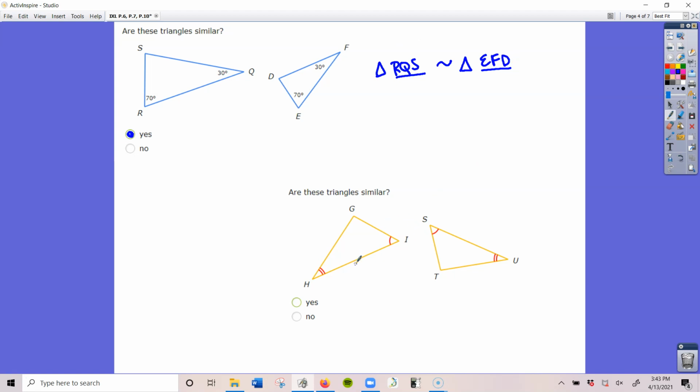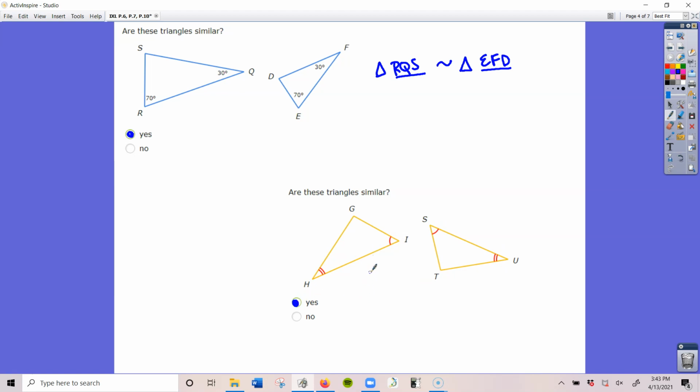Last one here. Now, instead of angle measurements, we have these arcs here. We have one arc and one arc, so that matches, and then two arcs and two arcs. So these two angles are going to be congruent to these two angles. So yes, they would be similar.